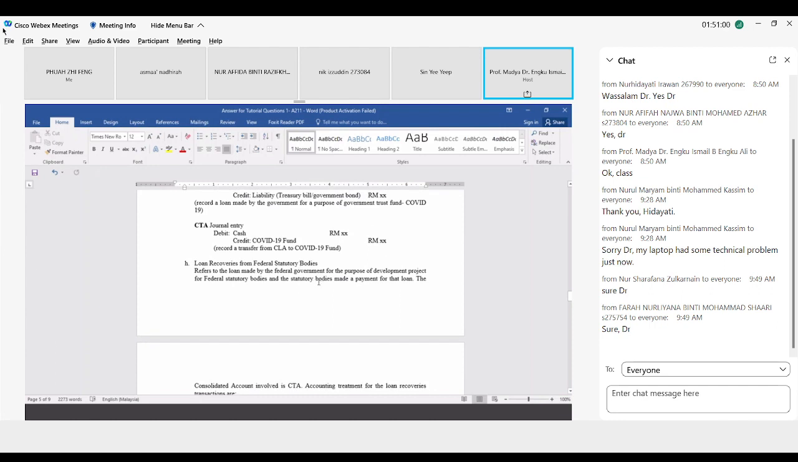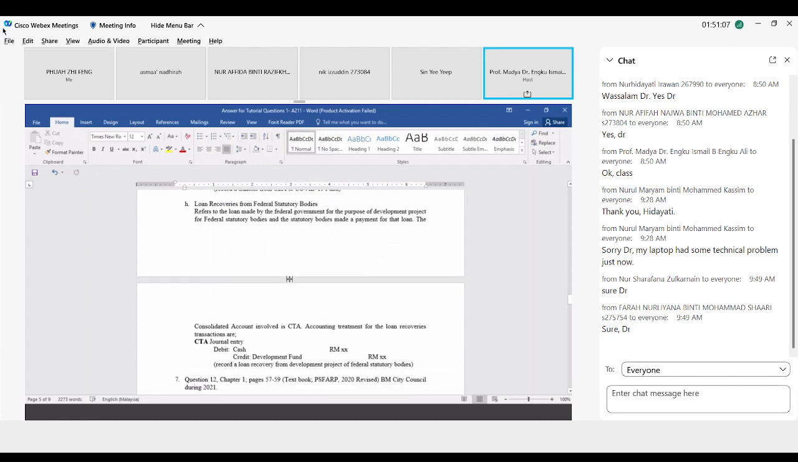For the loan recoveries, only the CTA is involved, not the CLA, because this is loan recoveries. Loan recoveries from the federal territory means that the federal statutory body repays the loan given by the federal government to them. So therefore this matters. Okay, and then for question 7A, I think this is right.